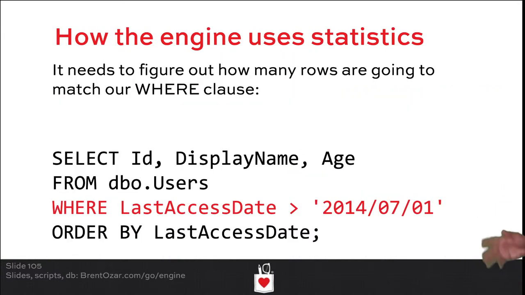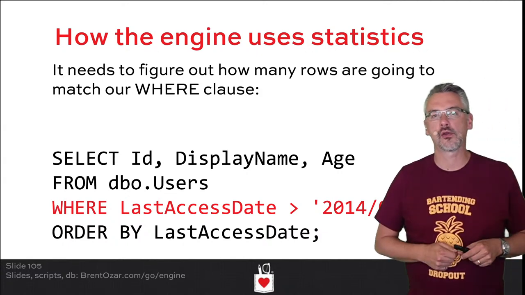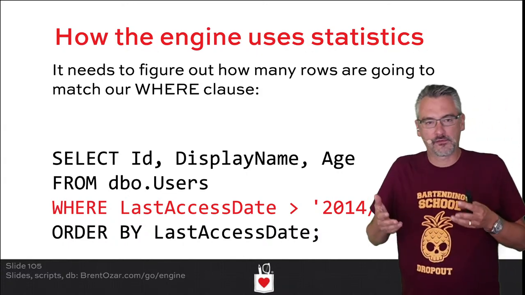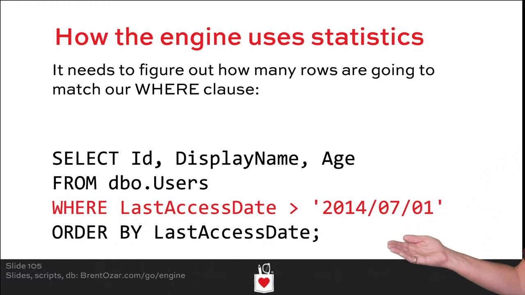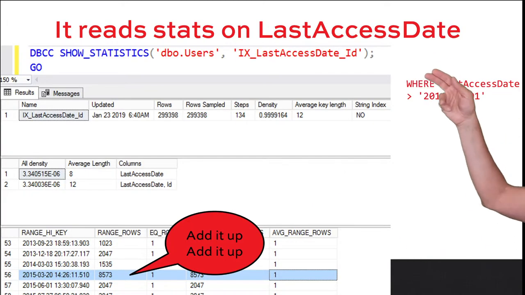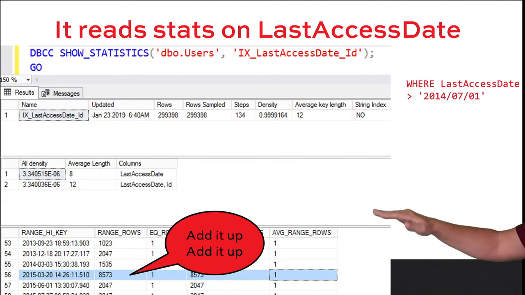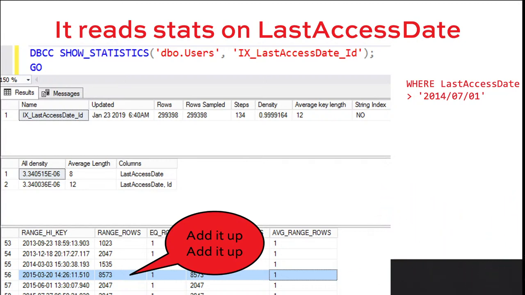SQL Server is using this technique anytime it's looking at your where clause, trying to figure out how many rows are going to come back. For example, here, we're asking for all the last access dates after 7/1 of 2014. So SQL Server pops open this histogram on last access date. It pages down through the histogram. SQL Server just literally stands there hitting the page down key.